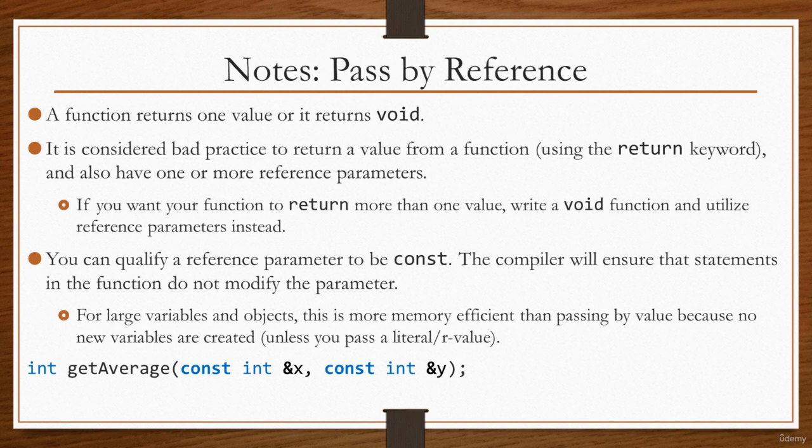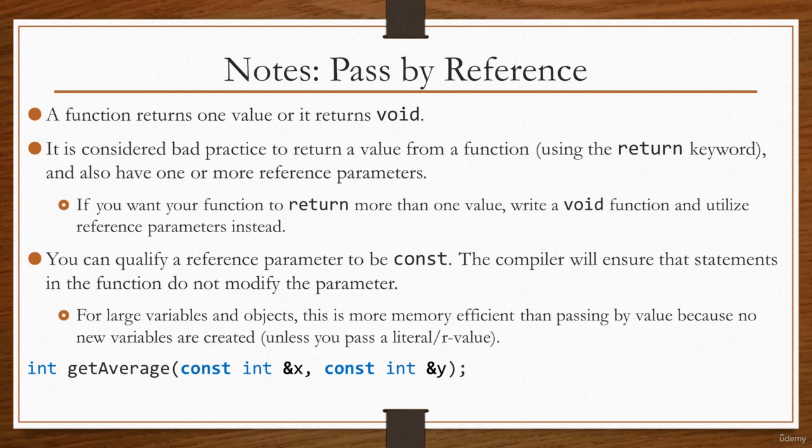You also have const reference parameters, so you can qualify a reference parameter to be const. The compiler will then ensure that the statements in the function do not modify the parameter. Now this is more memory efficient than passing by value because no new variables are created, right? It is still simply a reference, but the reference is const, so you cannot go and make changes to the argument that you pass in.